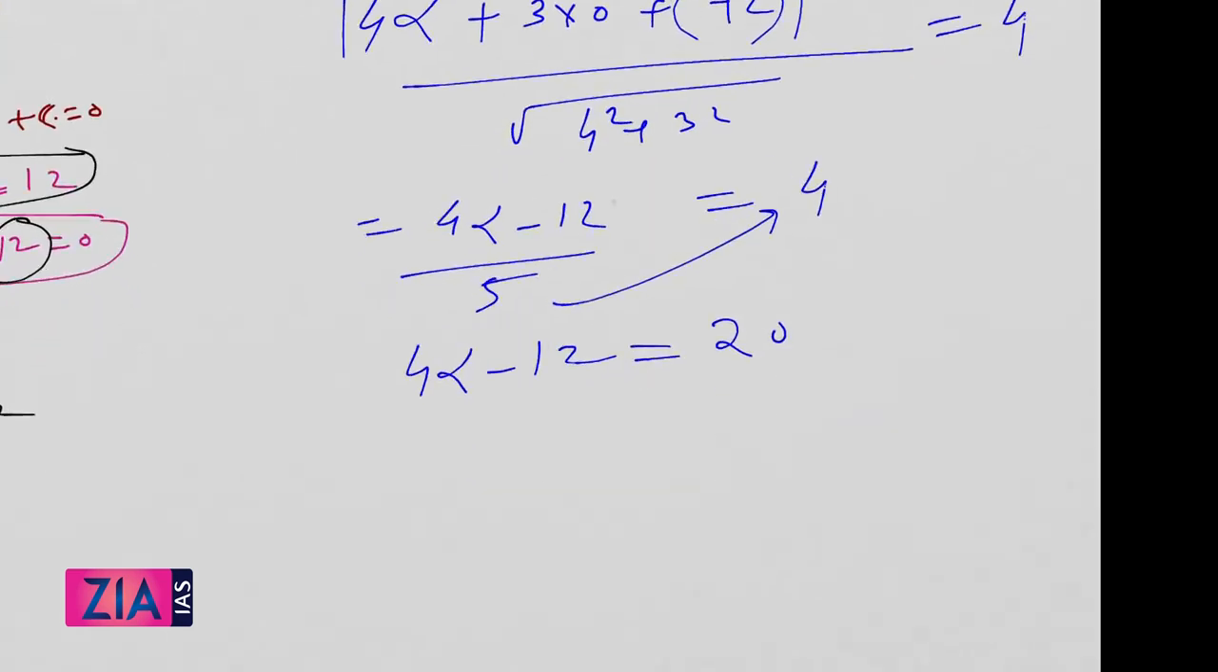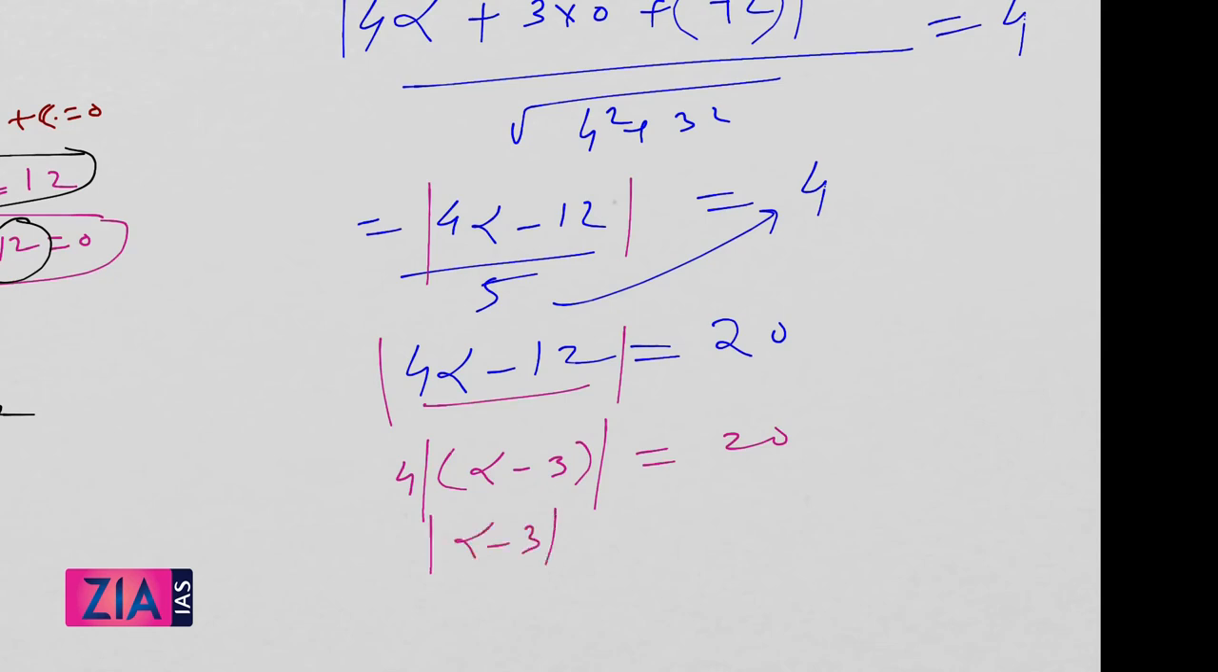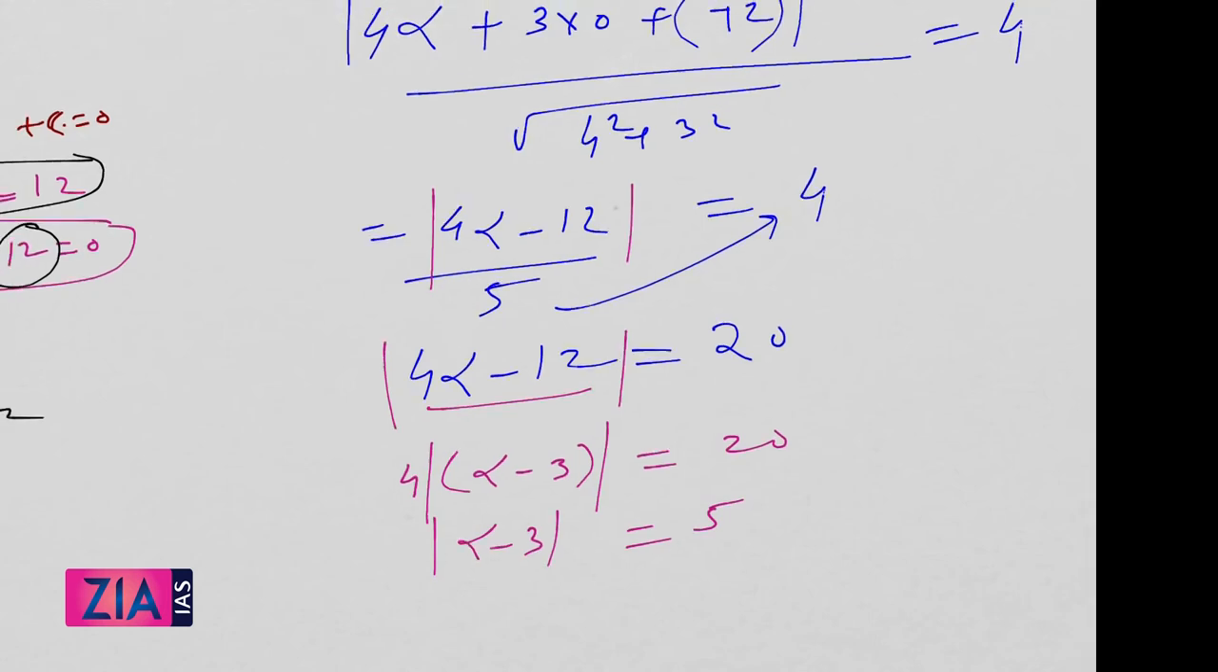Now how will you solve this? Keep in mind mod is there here and here also. So what you can do is take 4 out, which is common here: 4 into alpha minus 3. Mod will come here. 4 is anyway positive, so I am taking 4 out of the mod. I hope you understood. Which will be 20. So mod alpha minus 3 you'll be getting 20 divided by 4, which is 5. That is mod alpha minus 3 equals 5, right?